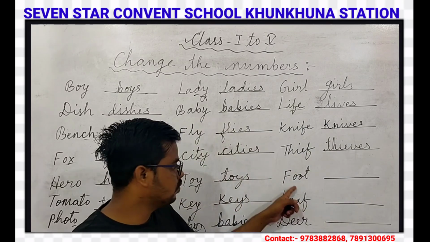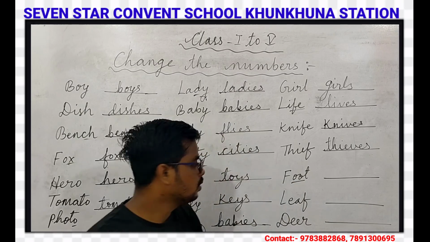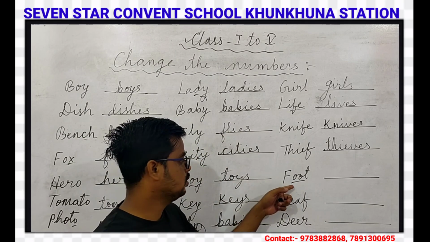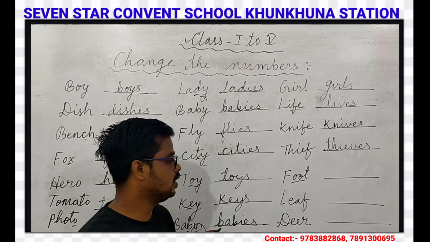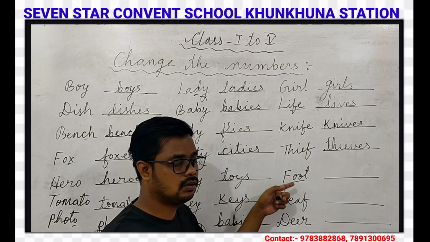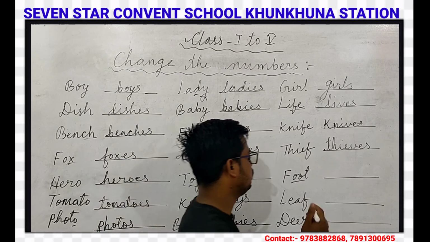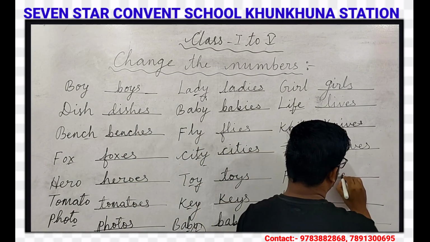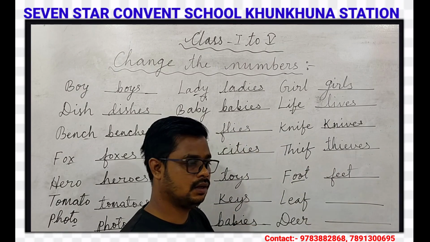Our next question, foot. F-O-O-T, foot. Here there is a double O and these double O's are vowels. So we have to change this double O into double E to make it plural. Foot will become feet. Foot means one, feet means many.